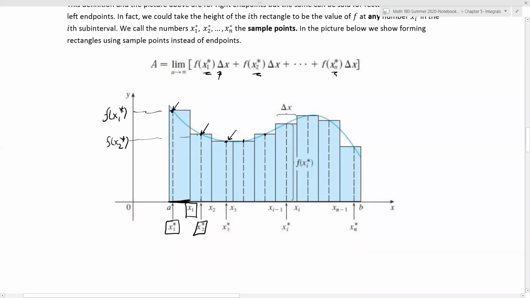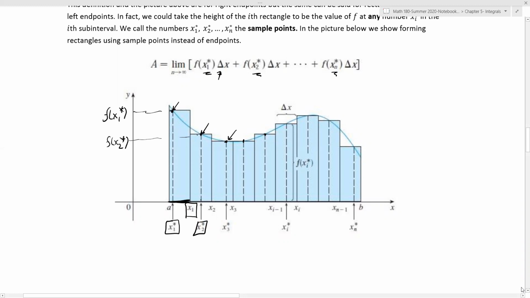For those of you who are wondering, wait, but how do I choose? The answer is whichever one makes the best estimate. It's less process driven than the right endpoint and left endpoint. Now we're trying to get our best estimate.